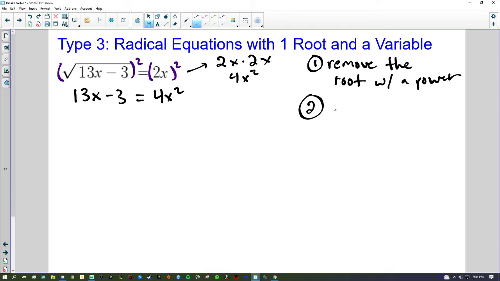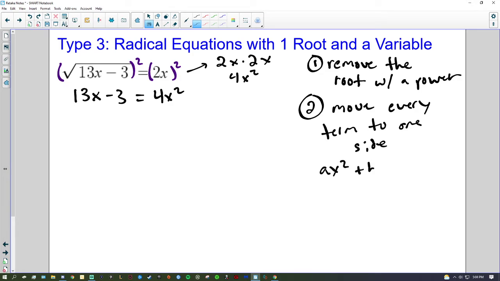So I'm going to move every term to one side. So I'm going to get everything on one side, and I want to make sure that I have my terms in order. I want to have ax squared plus bx plus c. Okay, I want my x squared first, my x second, and my naked number last. Okay, so let's subtract my 13x over.